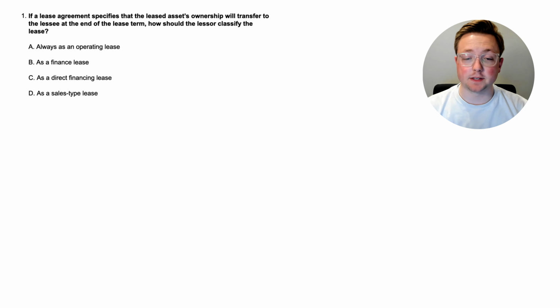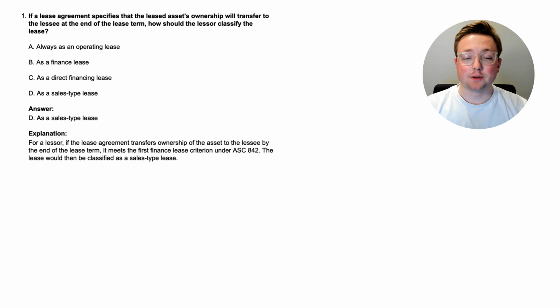If a lease agreement specifies that the leased asset's ownership will transfer to the lessee at the end of the lease term, how should the lessor classify the lease? Okay, is it always going to be an operating lease? Is it going to be a finance lease? Is it a direct financing lease, or is it a sales type lease? Now, if you have done FAR, you might have an idea of what this would be, or at least you have a guess. So maybe take a second and think about that. But if not, if you have no idea how to classify a lease, especially when you're the lessor, that's okay. That's what we're using these questions to learn. So let's go ahead and take a look at the explanation together.